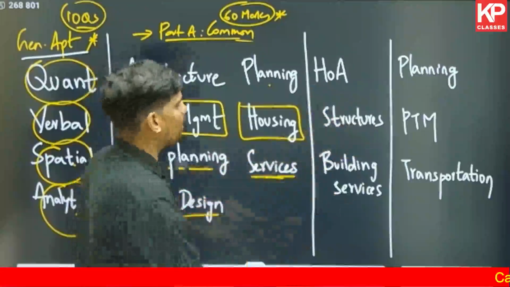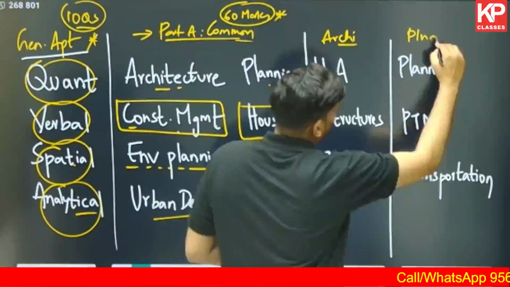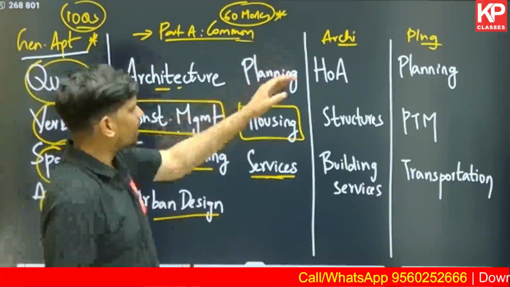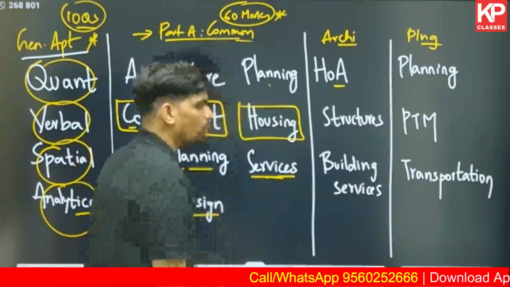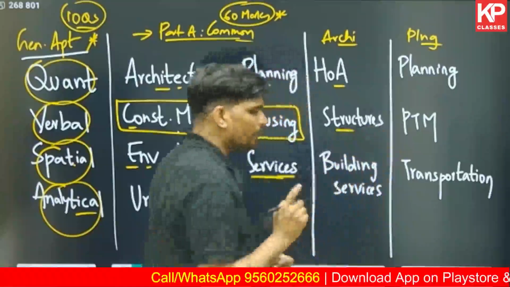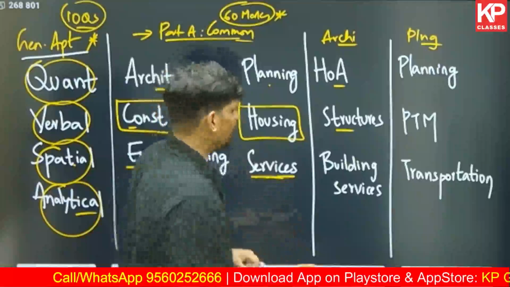Now moving on to part B, that is the architecture part. In the architecture part and also in the planning part, whichever you select, you will have 3 sections to study. In the architecture part you have history of architecture, including architects and their works, and contemporary architecture. Then the second section includes building materials, building construction and structures, structural analysis basically.